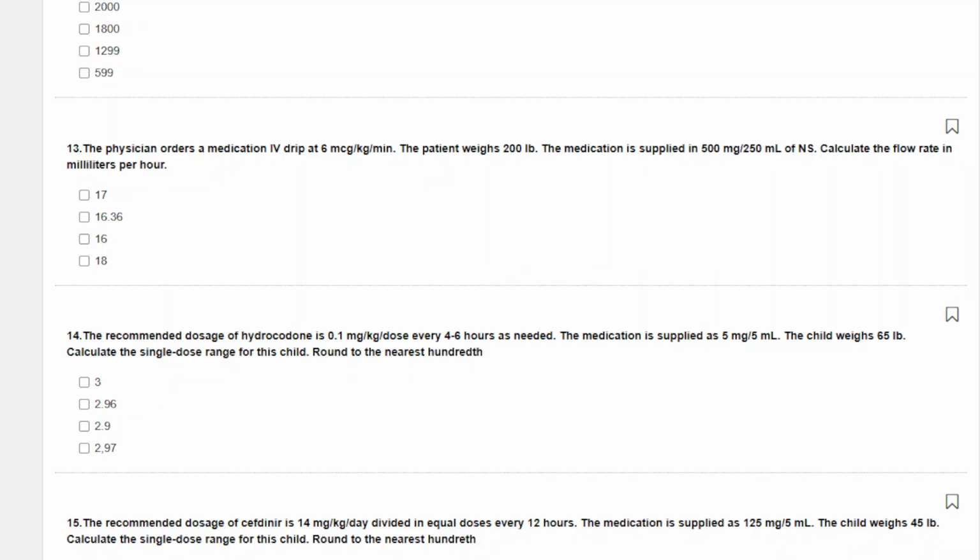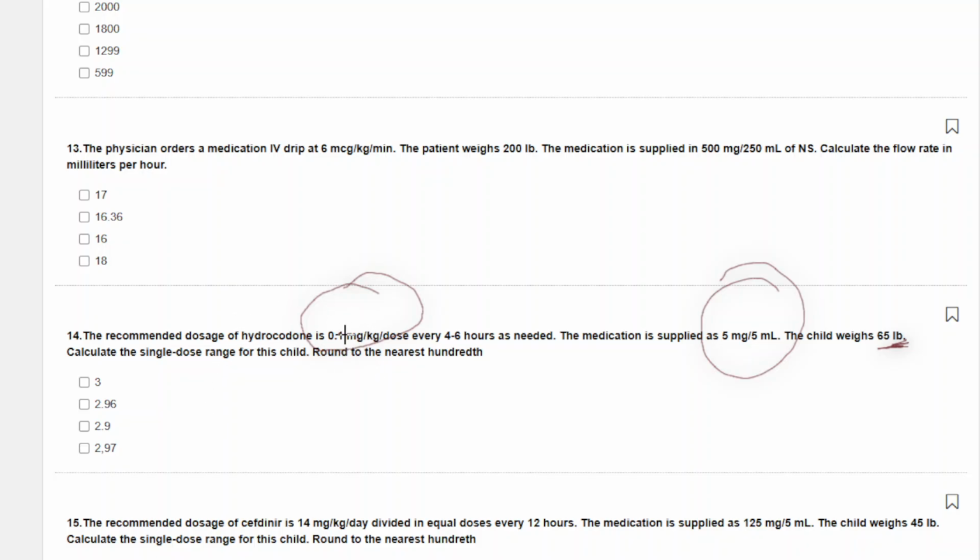Okay? Now, what do we have here? You have an order that is given 0.1 milligram per kilogram per dose every 4 to 6 hours as needed. Now the supply is 5 milligram in 5 ml. The child weighs 65 pounds. They ask you what is the single dose range for this child. All right. So, dear friend, those questions sometimes can be mistaken.